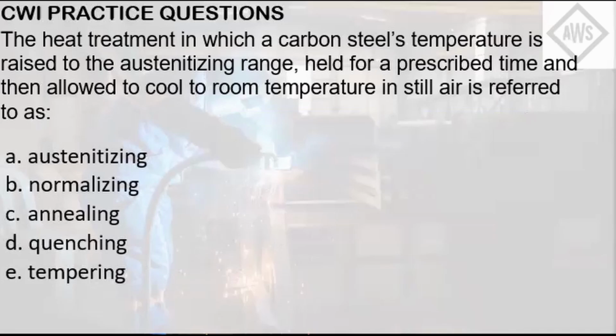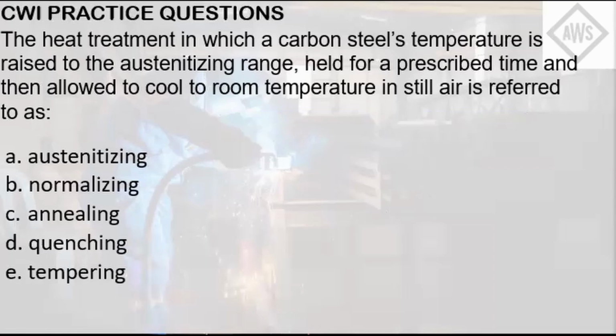So for example, in annealing, you cool the material but you leave the furnace open to expose the metal in air. That is normalizing. Austenitizing is the process of formation of austenite at different temperatures, depending on the material composition.